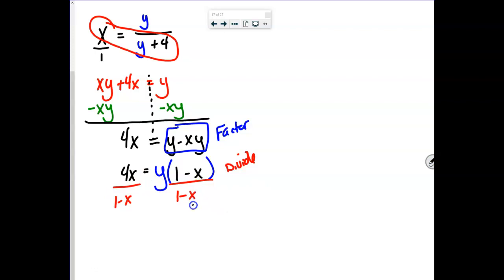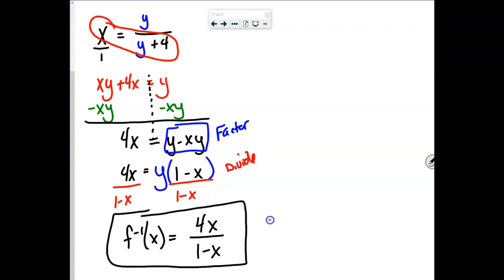Y is isolated. But now you got to get fancy with me. We don't call it y. What do we call it? F inverse. F inverse. I like the hoity-toity attitude you gave me on that. And then 4x over 1 minus x. But wait, there's more because it's PreCalc. What's the domain restriction? X cannot be 1. Yeah, that would be a major problem because you'd have a divide by 0.